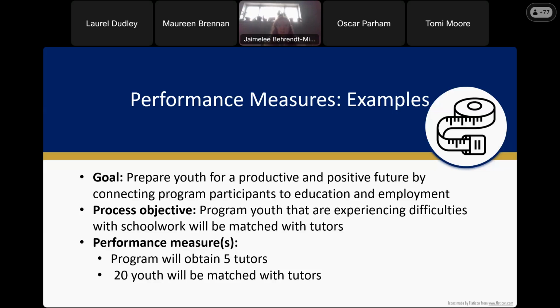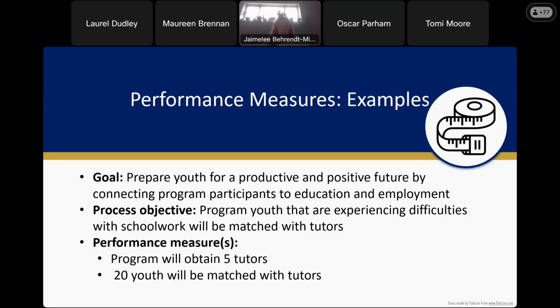And so again, as you're developing these performance measures, we really do want you to think about that checklist, right? So is it logical and directly related to the goals, right? So we want youth to be connected to education and employment. This one would specifically relate to education. So if they're experiencing difficulty in schoolwork, we're going to match them with tutors. And logically, the next step would be to get some of these tutors and then to match the youth with them. We want it to be easy to understand, right? We want to be able to monitor it regularly so we can count the number of tutors that the program has hired. We can count the number of youth who have been actually matched with the tutors.